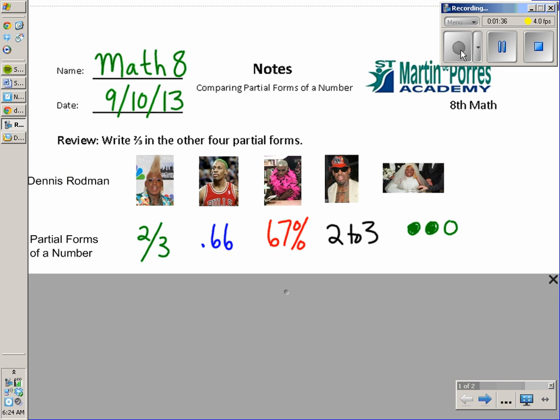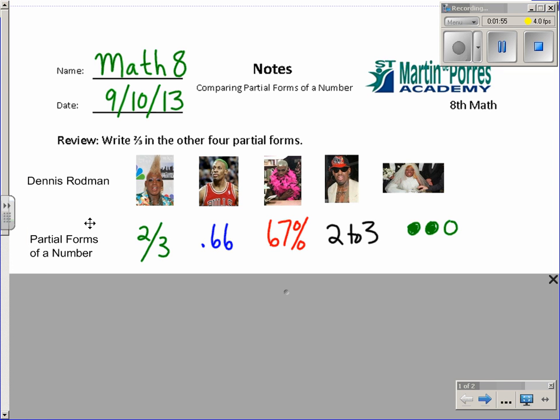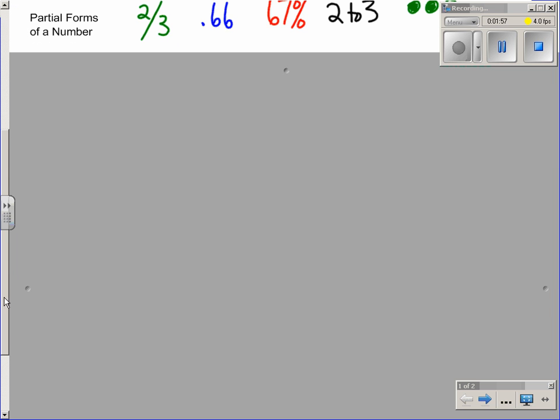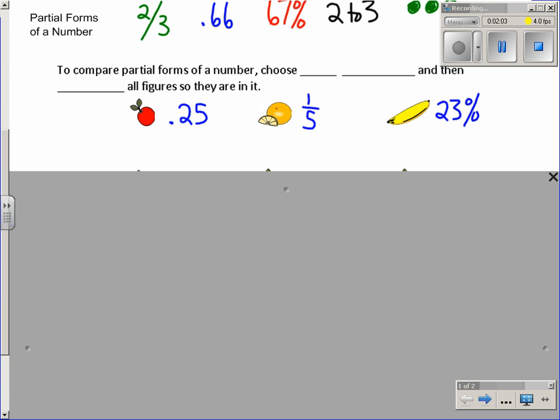Alright, so now we know that different partial forms of a number can be written in different ways. So now what do we do when we're given a problem and we have to figure out which partial form is greater, which one is least? But it's going to be difficult to do if they're written in different ways. So here's what we want to do. Bear with me here.